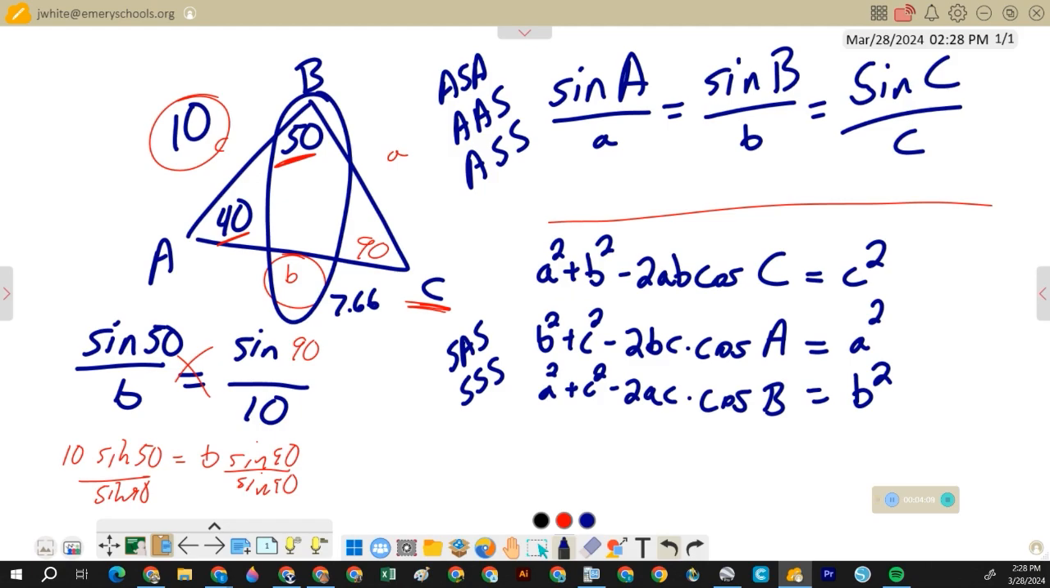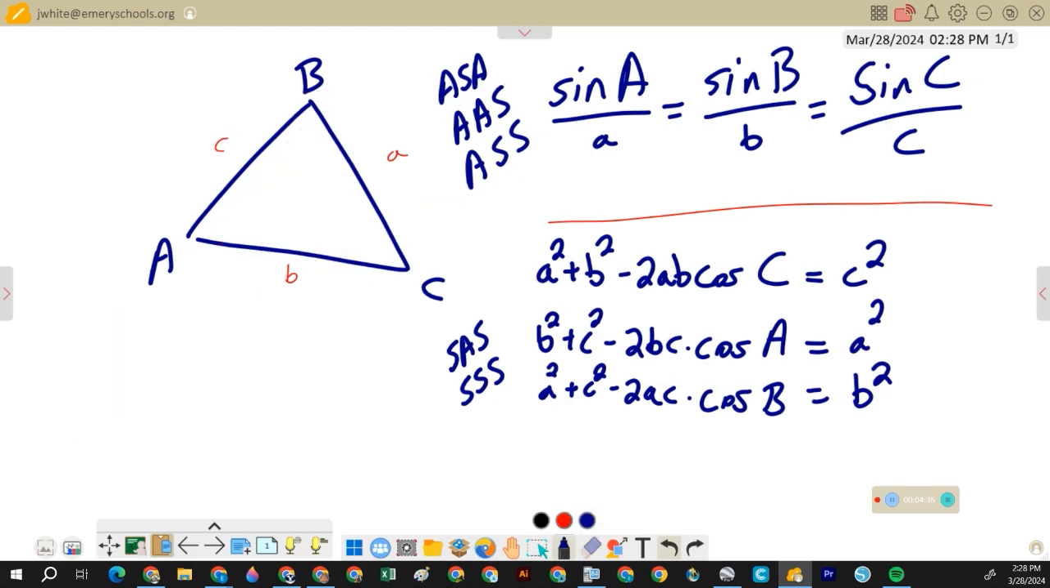Now I could do the same thing to find A. If I did the sine of 40 over A is equal to the sine of 90 over B, then I could find angle A. So that's how you use the law of sines when you have an angle side angle. When I say angle side angle, I mean we have 2 angles and the side between them.